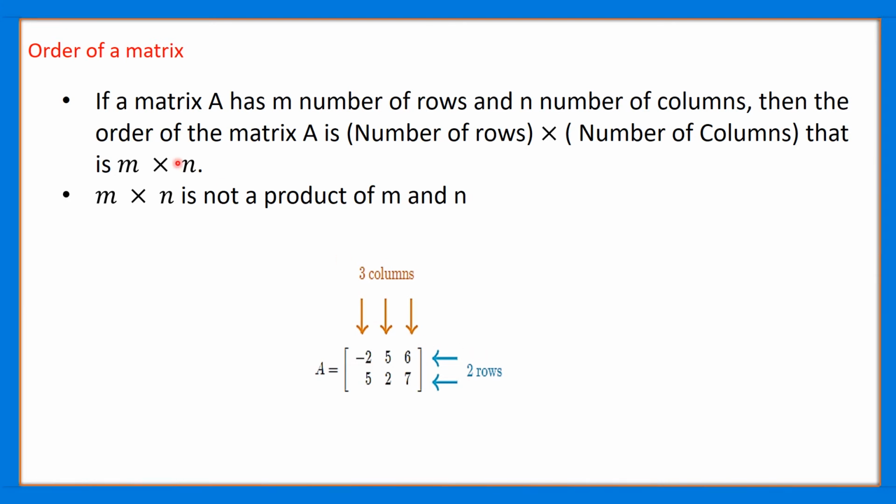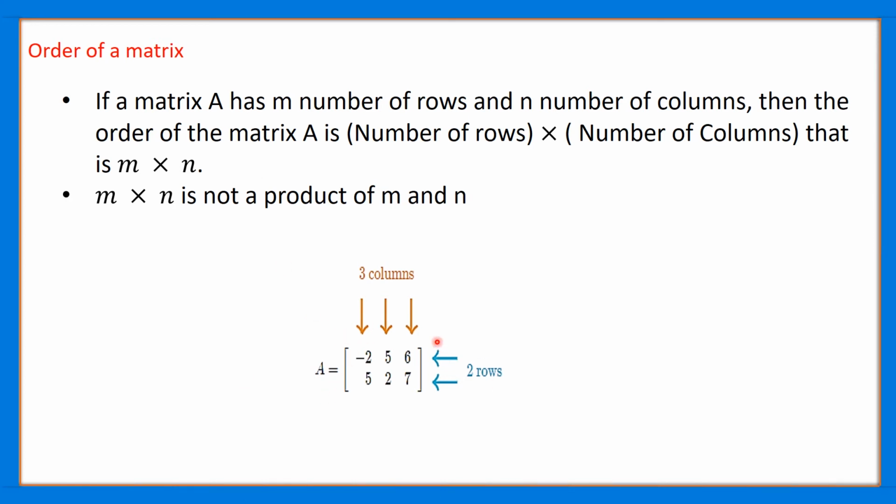So if a matrix A has m number of rows, like in our case 2 rows, and n number of columns, here 3 columns, then the order of matrix A is nothing but number of rows into number of columns, that is m cross n, and for our example it is 3 cross 2.